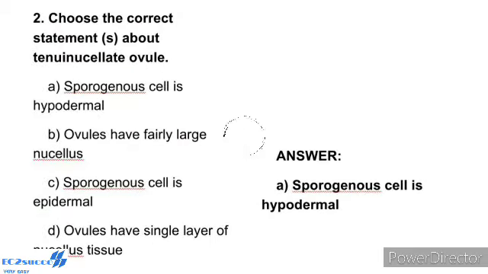Second one, choose the correct statement about a crassinucellate ovule. Option A, sporogenous cell is hypodermal. Option B, ovules have fairly large nucellus. Option C, sporogenous cell is epidermal. Option D, ovules have a single layer of nucellus tissue. So the answer, option A, sporogenous cell is hypodermal. In tenuinucellate ovule, sporogenous cells are subhypodermal.